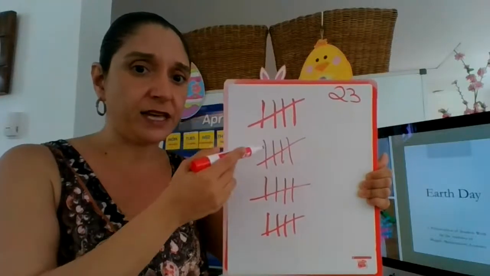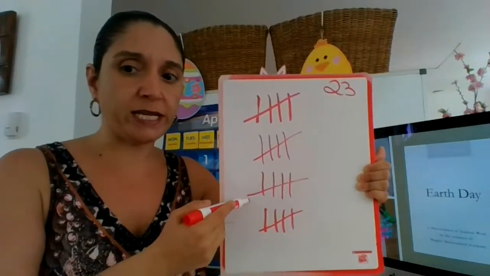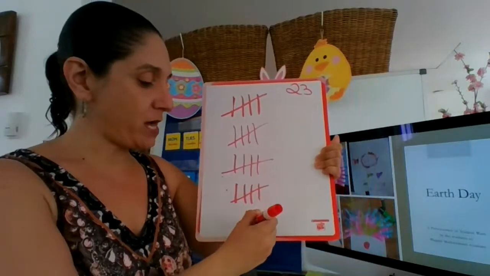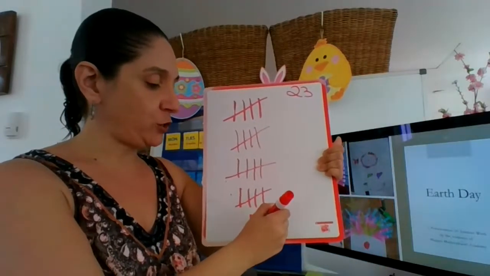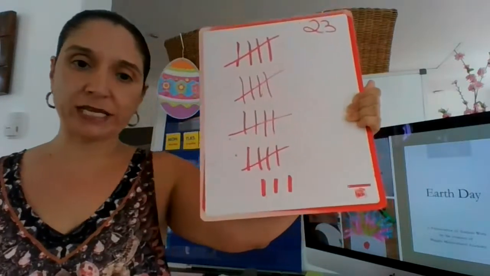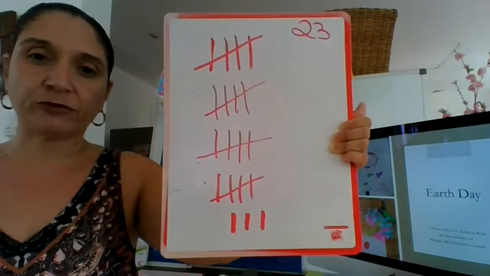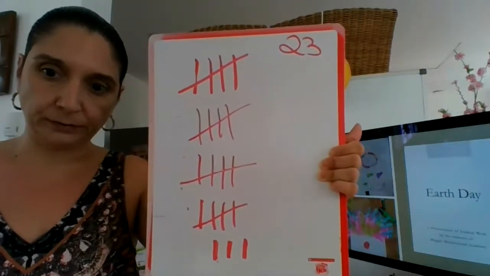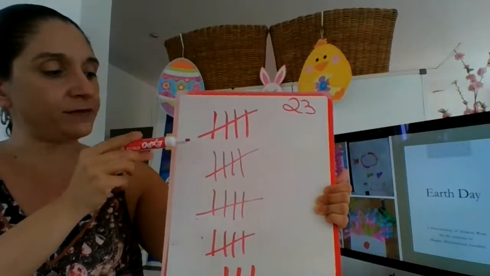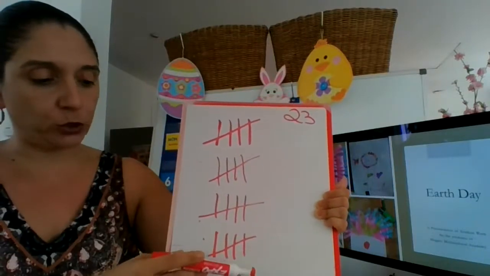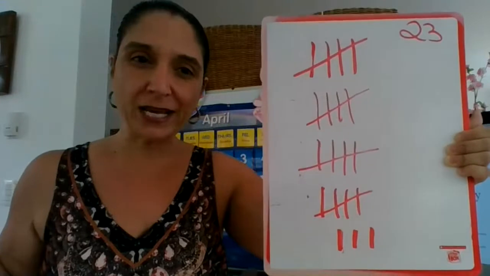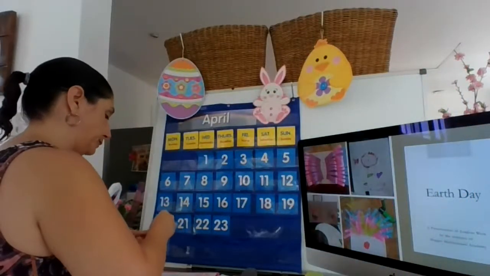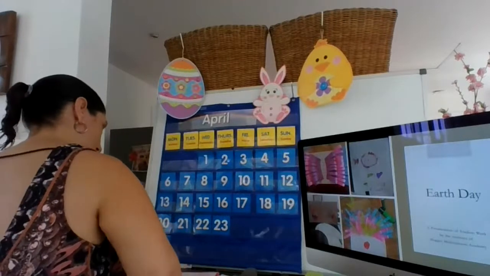So I have 5, 10, 15, 20. Oops, 20. 21, 22, 23. So I have 20, there's 23 written in tally marks, okay? Because remember, 5, 10, 15, 20, 21, 22, 23. All right, good job, guys. Good job. Very good, very good. All right.